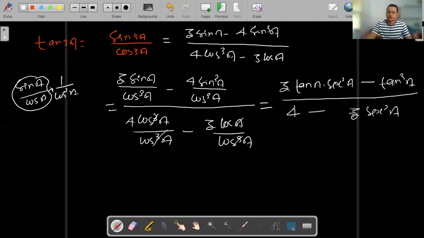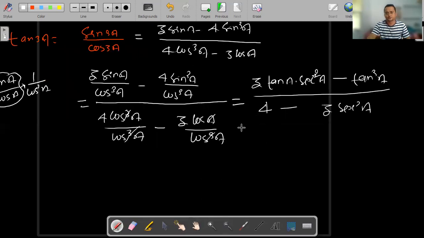Okay. Now you see very clearly that here sec square A, and here tan cube A. Getting my point? So sec square A we will convert in tan. What we will do? We will convert in tan. Okay. So see here. I'm writing here 3 tan A, sec square A, what we can write? 1 plus tan square A, and minus tan cube A. Clear?